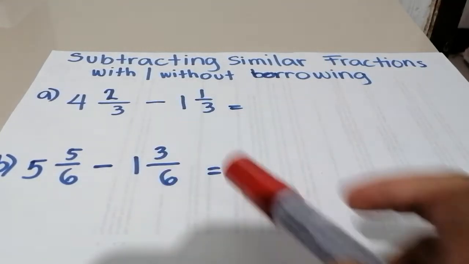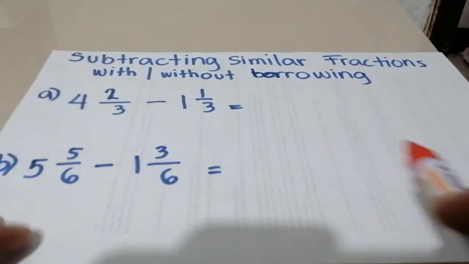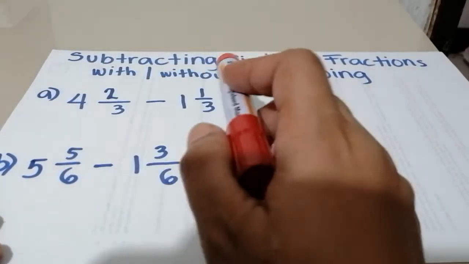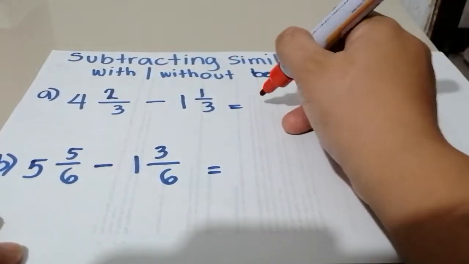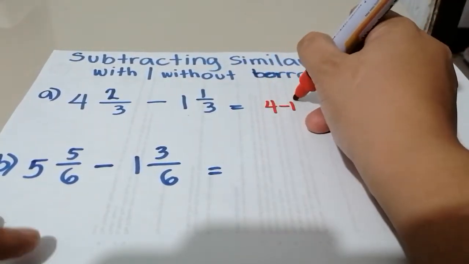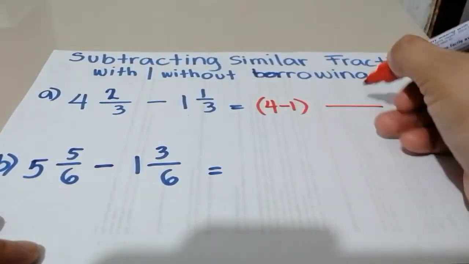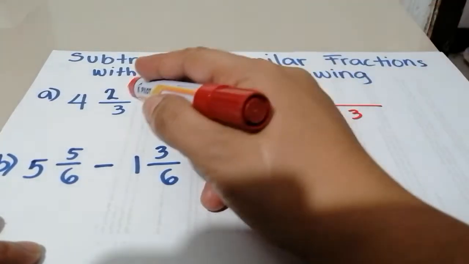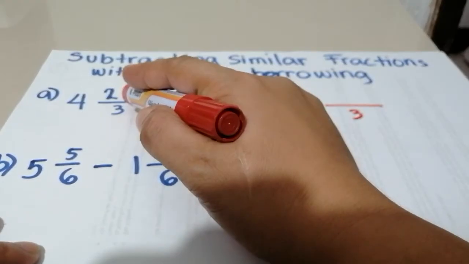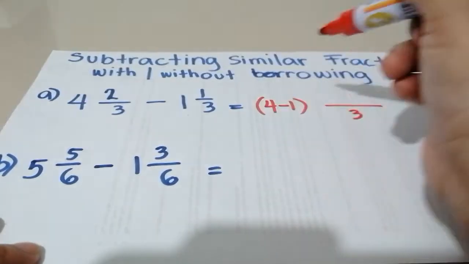Dahil dito may mga whole number, kailangan din natin i-subtract yung whole number at the same time the fractions. So doing that, subtract muna natin yung whole number natin, 4 minus 1. Tapos, kokopyahin natin yung denominator, 3, dahil pareho sila ng denominator. And then after, subtract the numerator, 2 minus 1 also.